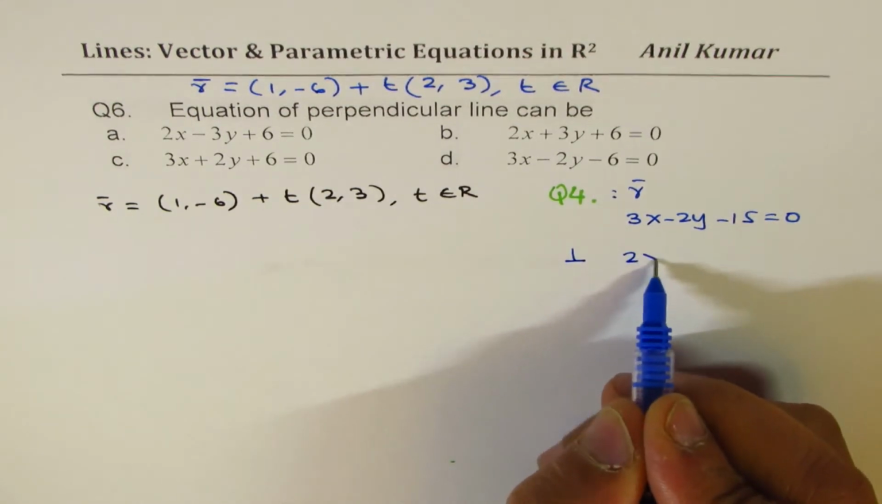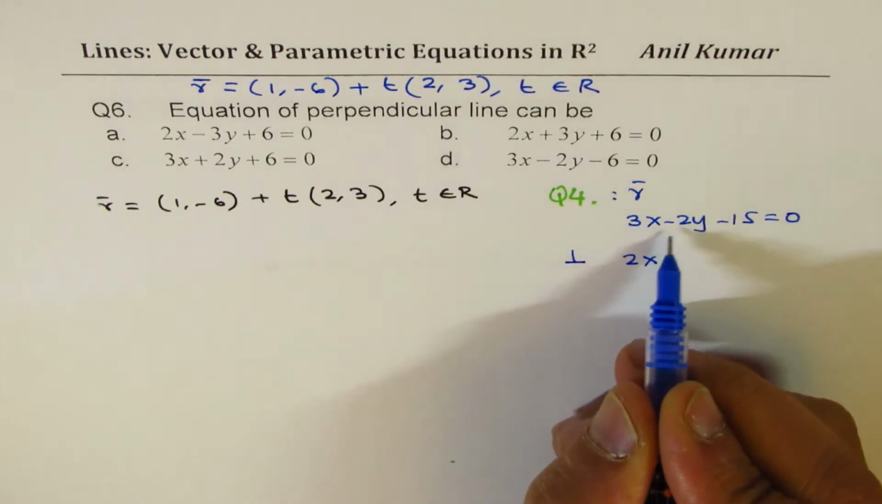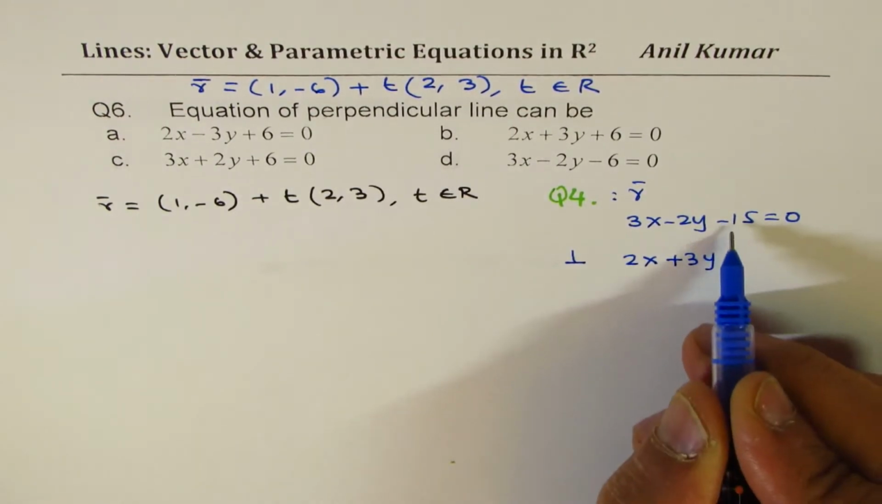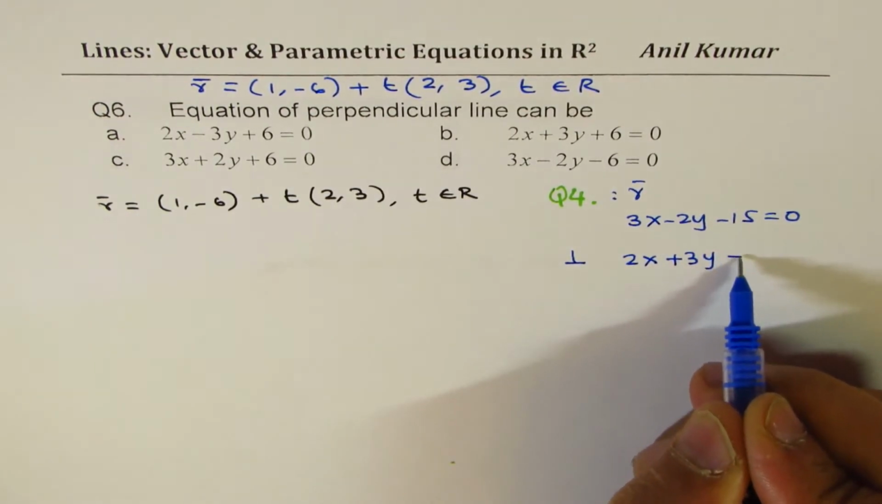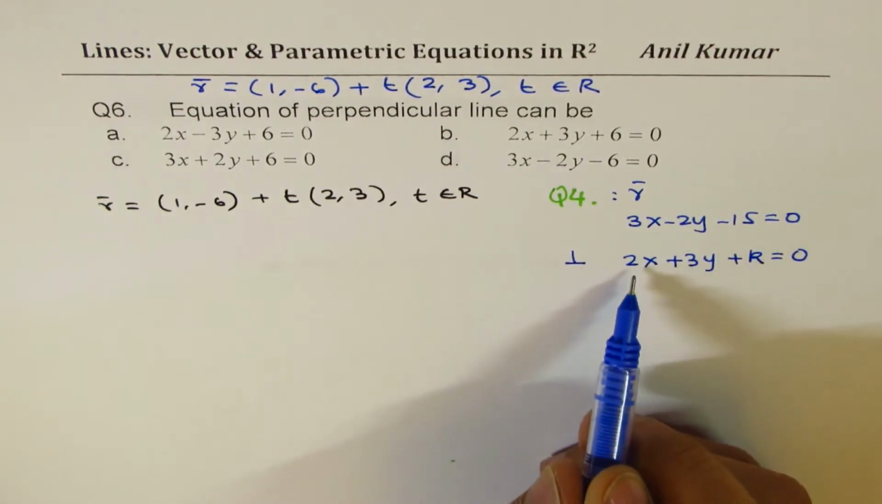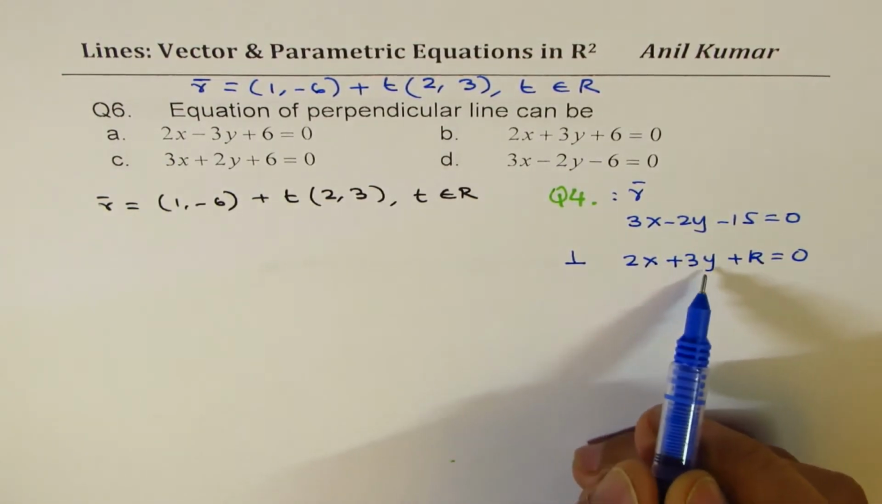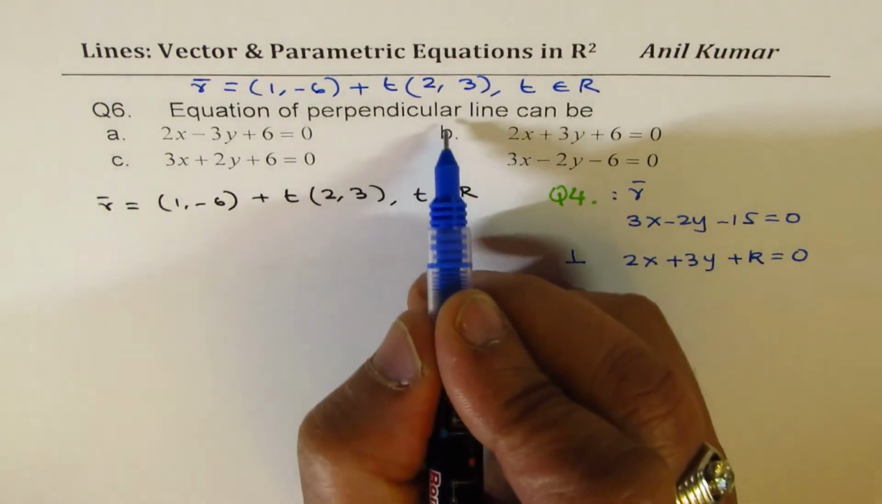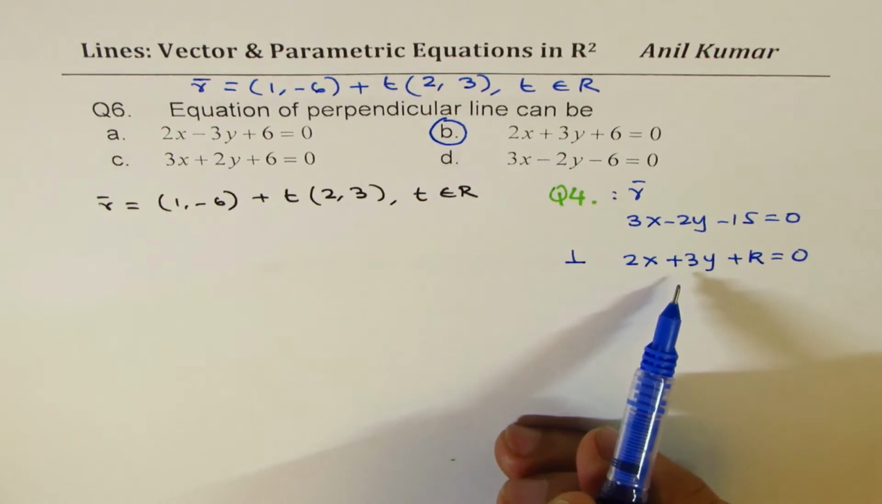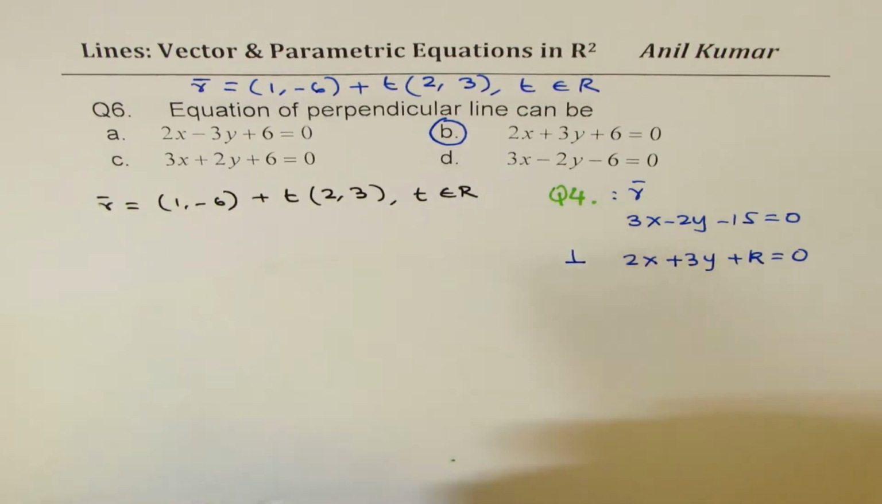Now in lines you have learned that a perpendicular line you could get by flipping these coordinates. So you should get 2x, bringing 3 here and changing the sign will give you plus 3y. And this could be any point k which it goes through. So that gives you the answer, 2x plus 3y plus k, so it matches with B. So you could do it very fast like this, since we have already done question number 4.